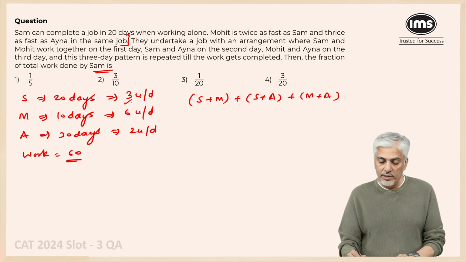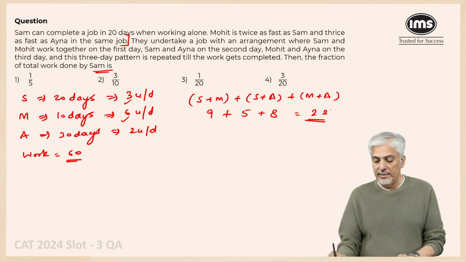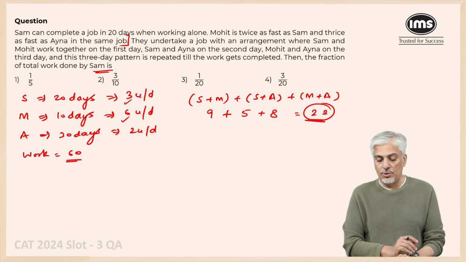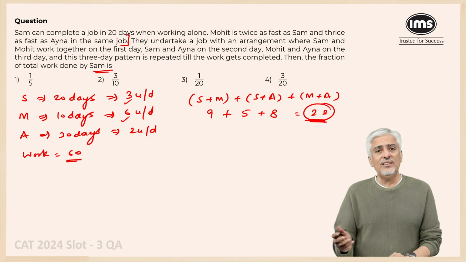So Sam and Mohit, so 3 plus 6, 9 units. Sam and Aina is 3 plus 2, 5. And Mohit and Aina is 8. That will be 14 plus 8, 22 units are done. And we need to reach 60 units. So on the first set of 3 days, 22 units will be done.